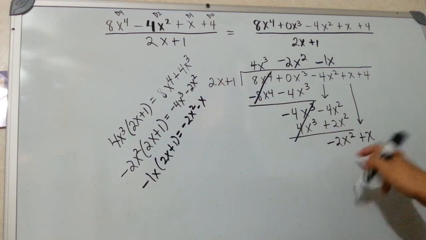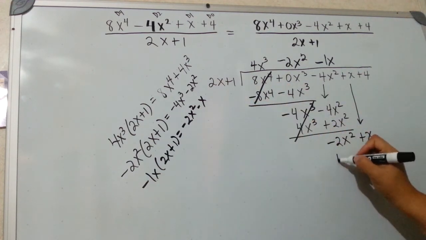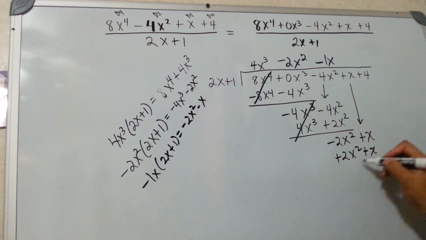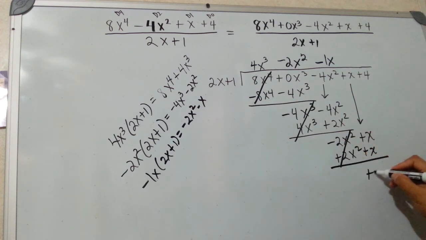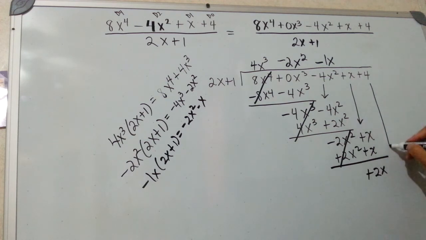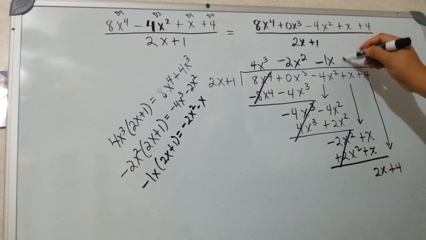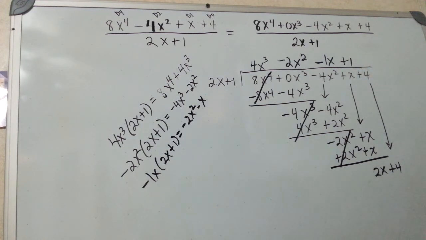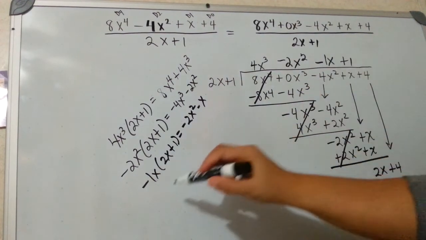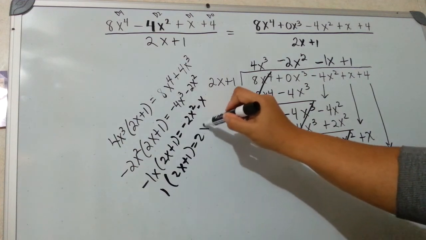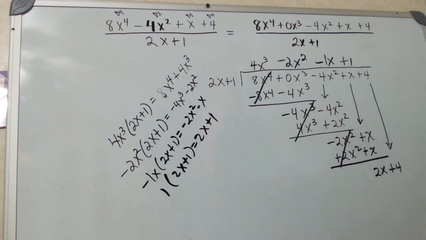We're going to change the signs. So this will be plus 2x squared plus x. Bring down the last one, right? And now 2x times what gives us 2x? Times a 1, right? And 1 times 2x squared, I'm going to write it for the sake of writing it, but 1 times 2x plus 1 is 2x plus 1.